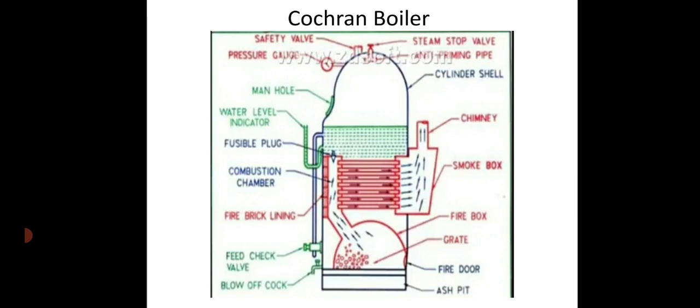Converting it into steam. Then steam goes up to the steam space. The crown of the boiler shell and grate are both hemispherical in shape. The waste gases entering the smoke box are released through the chimney.